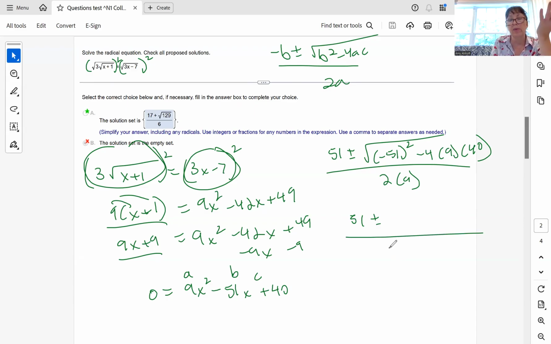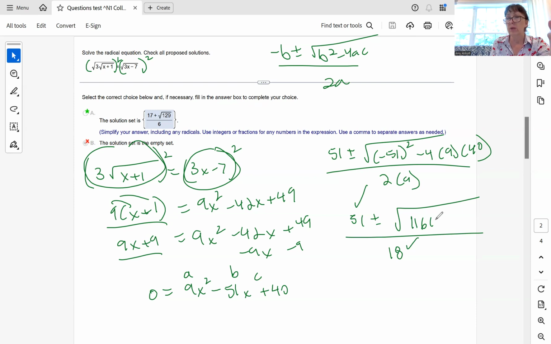On the bottom, 2 times 9 is 18. And under the radical, use your calculator: parentheses, negative 51, parentheses, put the 2 outside of it, minus 4 times 9 times 40, just in one big chunk on your calculator. It's 1161. This is when it gets kind of evil. 1161 cleans up. 51, 18, both divide by 3.